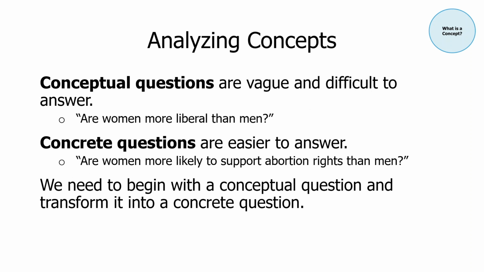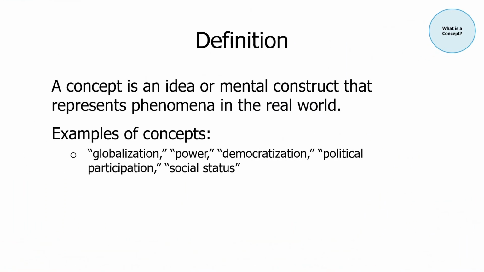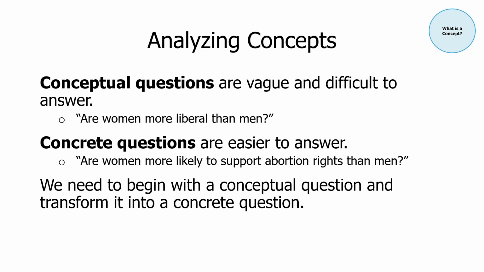Here are some very common concepts in political science: globalization, power. That's a real thorny one, power. Democratization, political participation, social status, ideology, liberalism, conservatism. Here's a conceptual question. Are women more liberal than men? This question is not answerable as it's framed now, because it depends on what we mean by liberalism and conservatism. We can answer this question: are women more likely to support abortion rights than are men? So if what you mean when you say liberal or conservative is support or opposition to abortion rights, then indeed we can come up with a measurement of a person's level of support and answer that question.